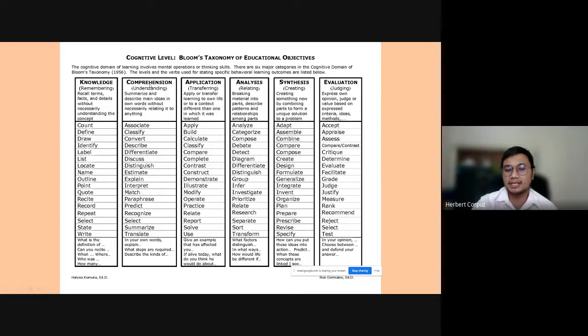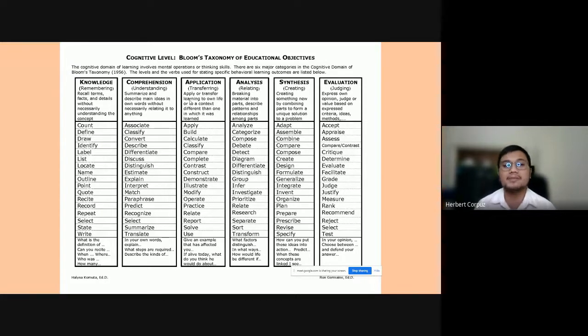Now, comprehension is understanding and summarizing, describing main ideas in your own words. It's comprehension. When you provide your own definition of a certain concept or a certain key term in the lesson, then that is comprehension. Because you can already make use of your own words to explain something, then that is comprehension.